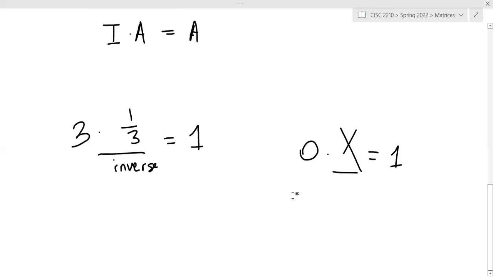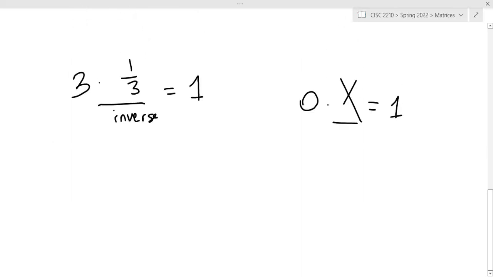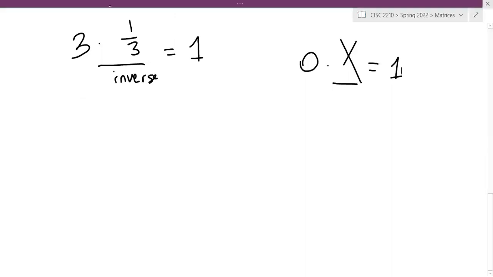So is there a similar idea for matrices? That's what we're going to talk about here. We're going to see that just like with real numbers, sometimes the inverse exists and sometimes it does not. For almost every real number there is an inverse, but for 0 there is no inverse. So we'll see that also for matrices, sometimes yes, sometimes no.